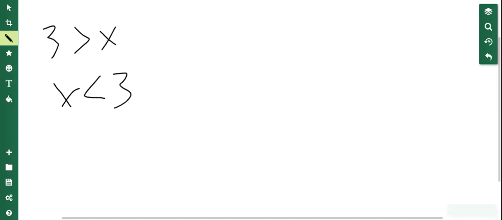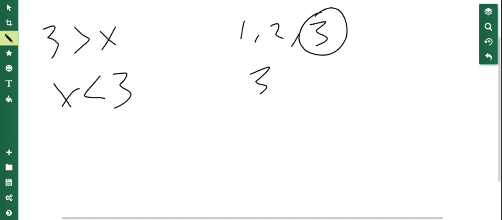That means x could be a number, but it has to be specifically less than 3. So 1 is true, 2 is true, but 3 is not true because 3 is not less than 3. They're actually equal to each other. And this sign says I want specifically numbers that are less than 3.